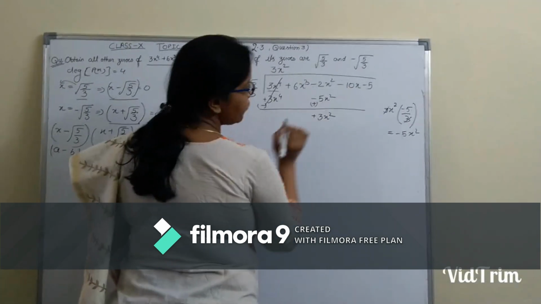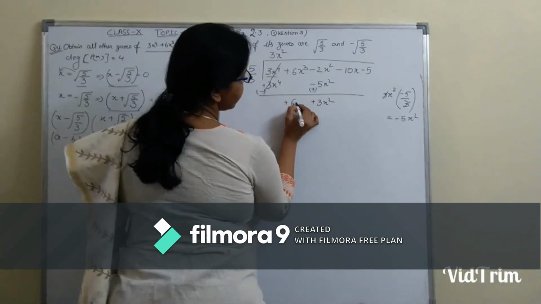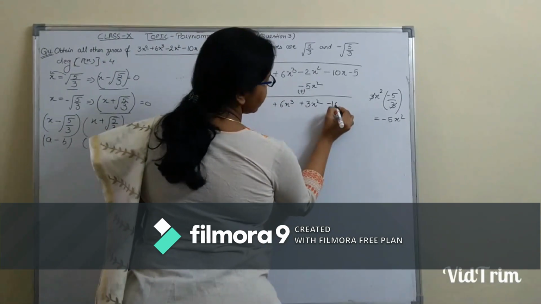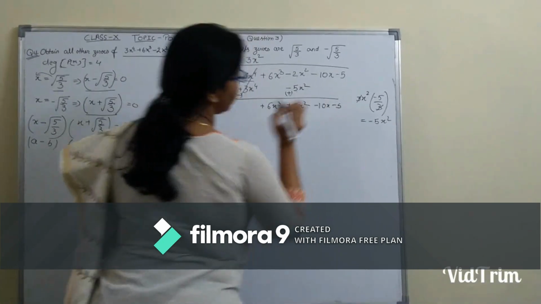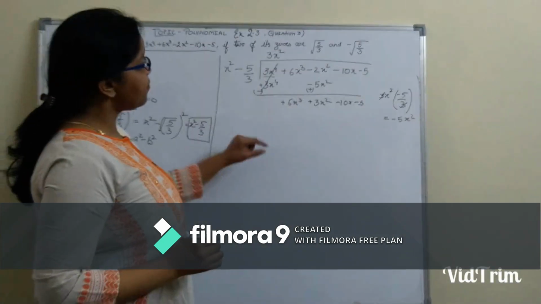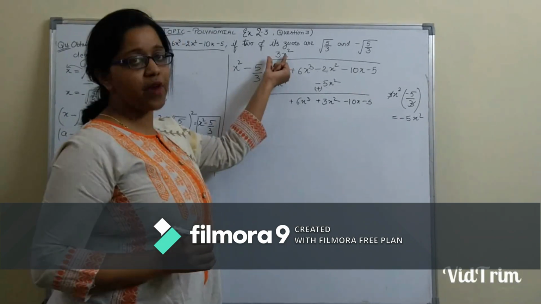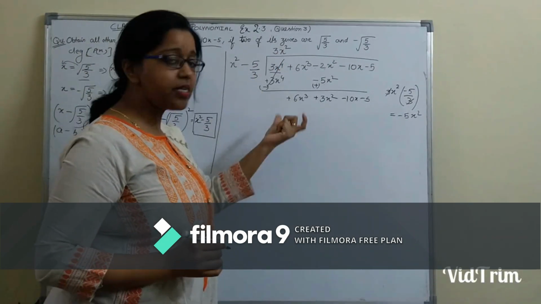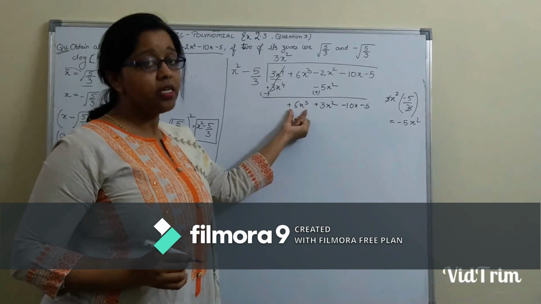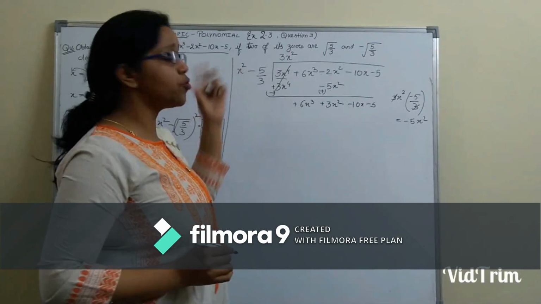Now we will copy down the remaining terms, that is plus 6x cube minus 10x minus 5. Now, the way we have found this 3x square, we will find the other term which will make equal to 6x cube by multiplying that term to x square.